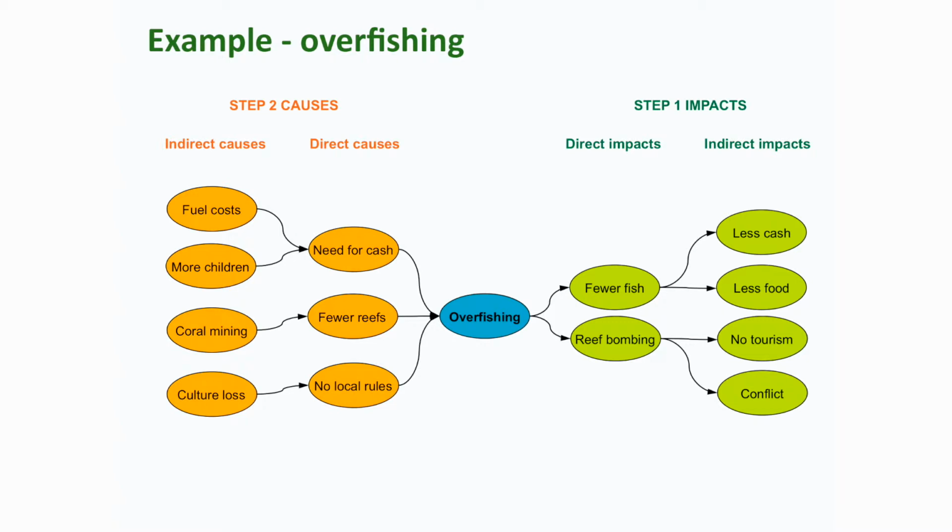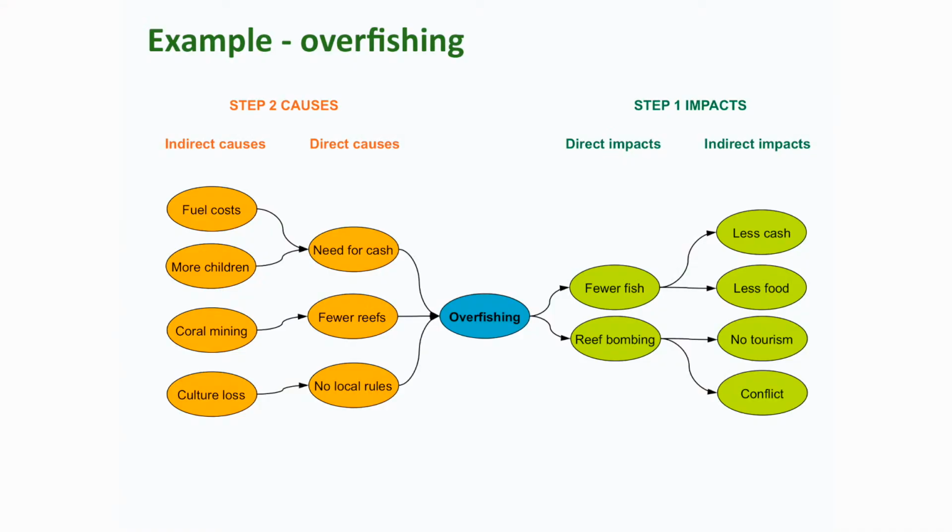Increased need for cash is fuel costs and more children. So people need more money because fuel costs have gone up and because they're having children. They're not necessarily having more children, but they need to pay for food for their children. Coral mining, so there are fewer reefs because there's been coral mining in the area as well, extraction of reef.